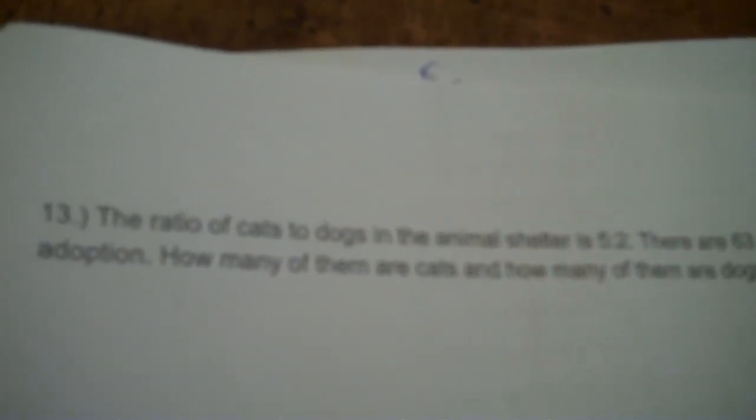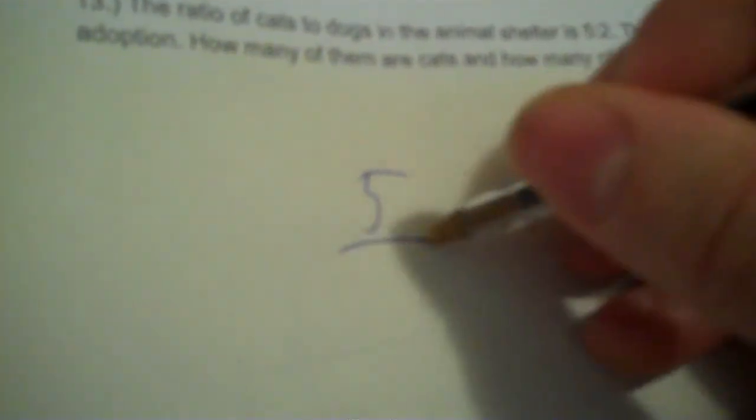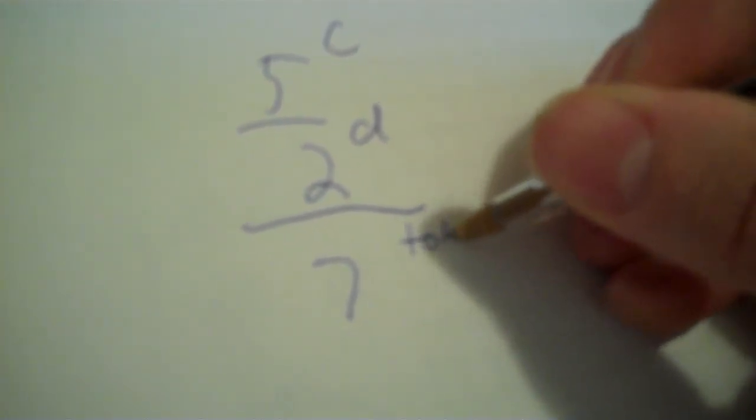Okay, last problem, finally. The ratio of cats to dogs in the animal shelter is 5 to 2. Again, the ratio of cats to dogs in the animal shelter is 5 to 2. There are 63 animals available for adoption. How many of them are cats? How many of them are dogs? So I put 5 over 2 and label it cats, dogs, but then I make another line and add those two and get 7. That's your total.